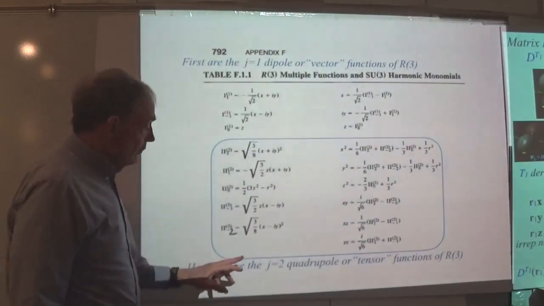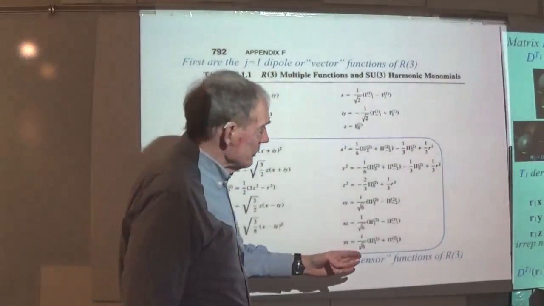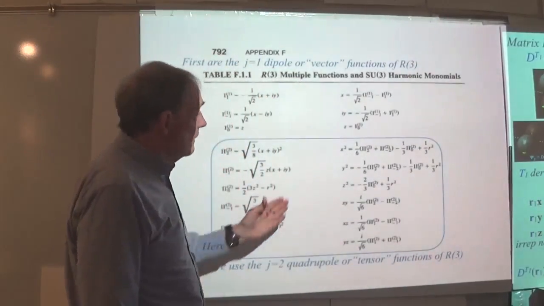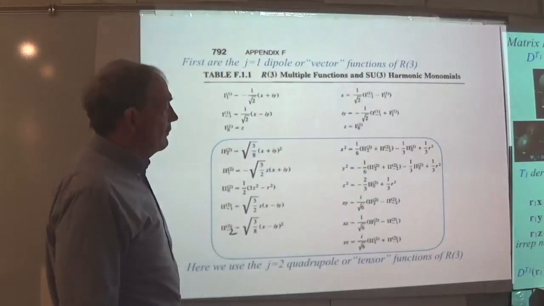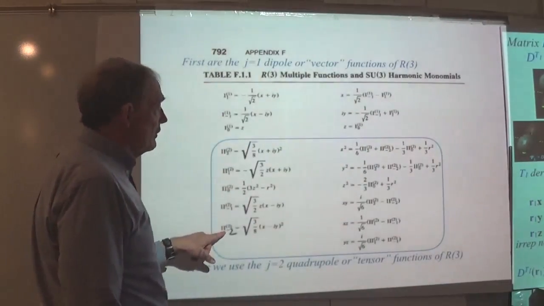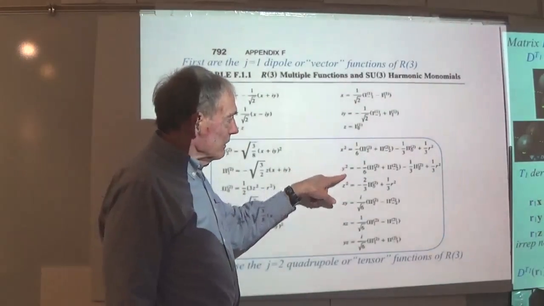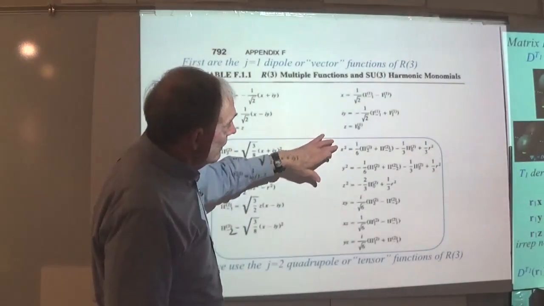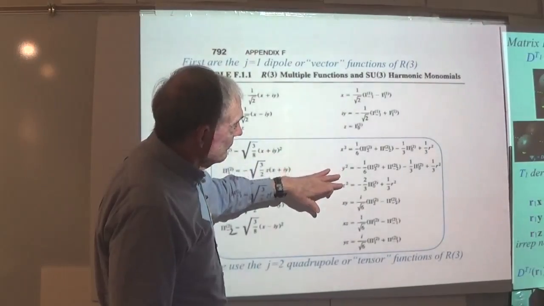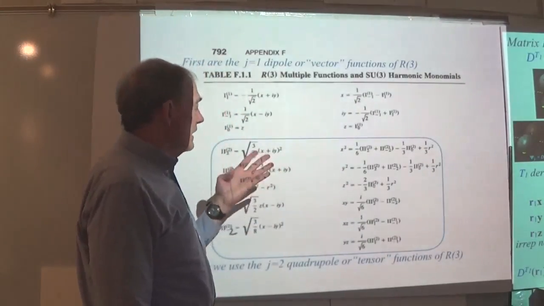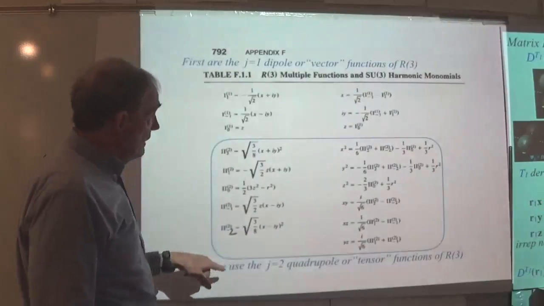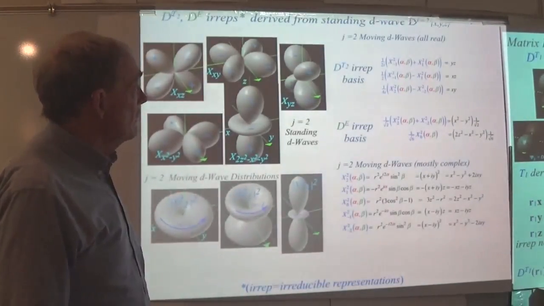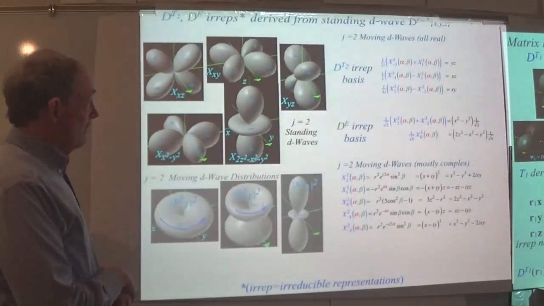Okay, here we use the j equal 2 quadrupole or tensor functions of R3, and I've already pointed at this relationship where I have 5 things here, and if I want to be nasty, I want to do the whole U3. I got 6 things there, but I'm going to ignore the sum of x squared plus y squared plus z squared. If I take that out of here, I got 5 on this side, just like I got 5 there. That will not really bother us that much. But this is what we're dealing with.